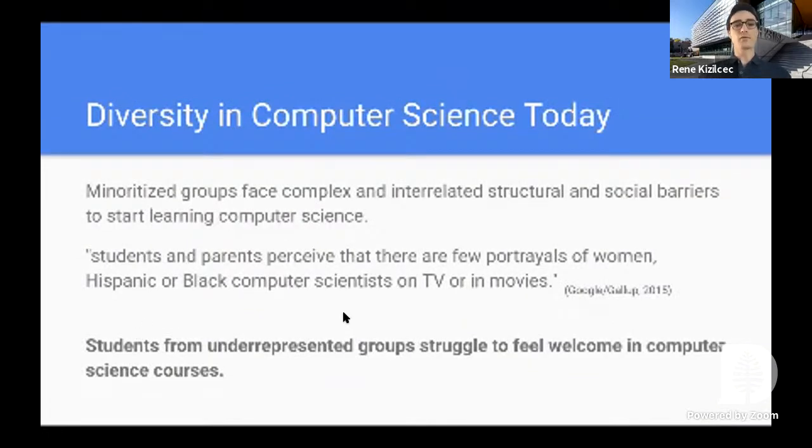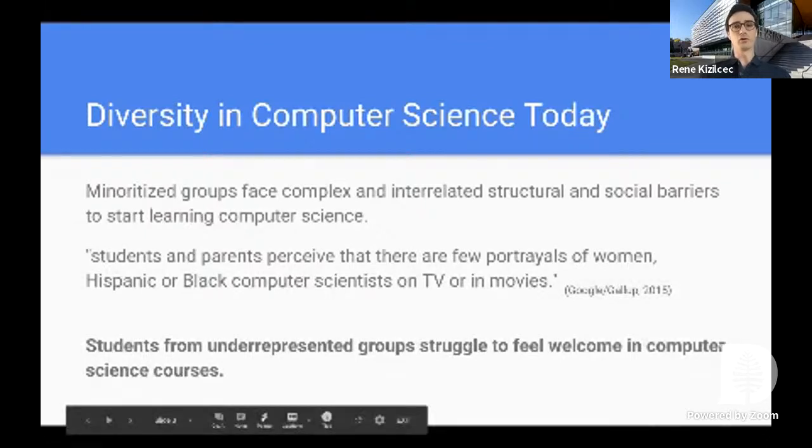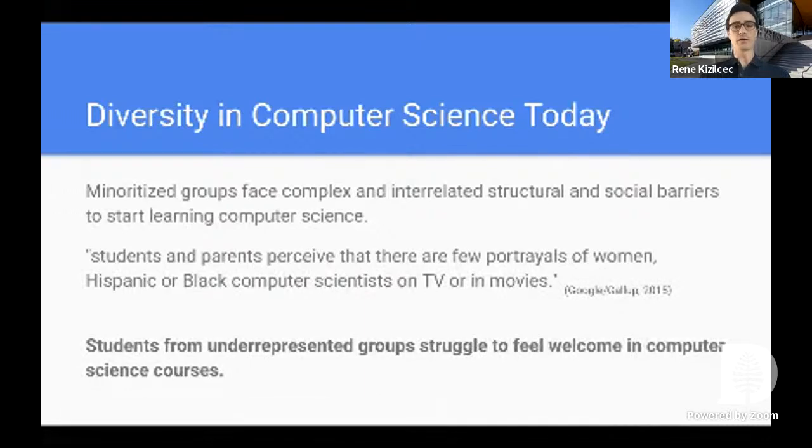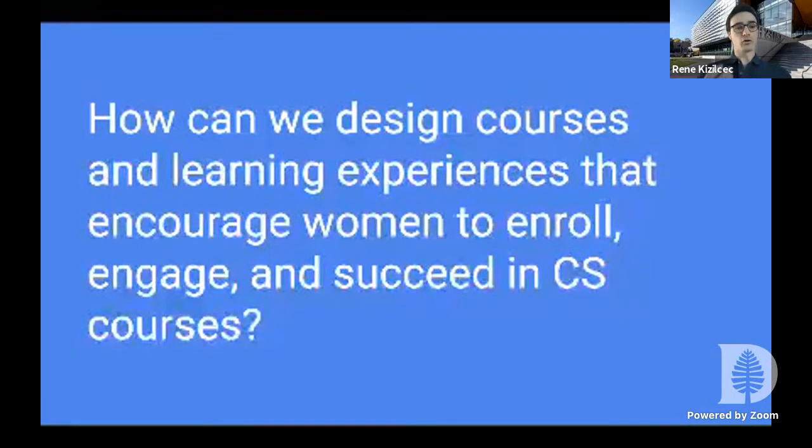Well, students from underrepresented groups struggle to feel welcome in computer science courses, is one of the major conclusions of a large body of work. Which raises the question, right? We are designers at our core, and so it raises the question: how can we design courses and learning experiences that encourage women to enroll, engage, and succeed in CS courses, right? And this has until recently been mostly in physical environments, right? How do we design a building to be welcoming?